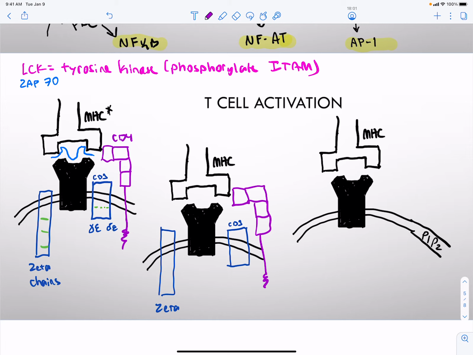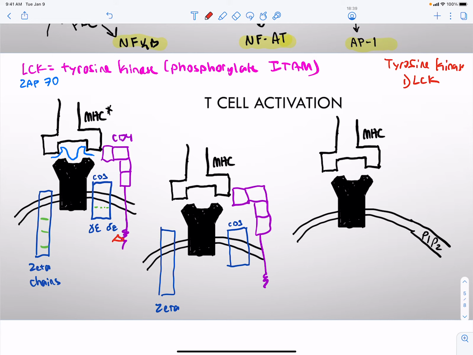We also have here, just in block forms, our CD3 complex. We have the gamma epsilon and the delta epsilon chains, and we also have our zeta chains. And so CD4 is really going to have the motif which will recruit the first tyrosine kinase, and that tyrosine kinase is LCK. So LCK will come along and be recruited by the CD4 complex.